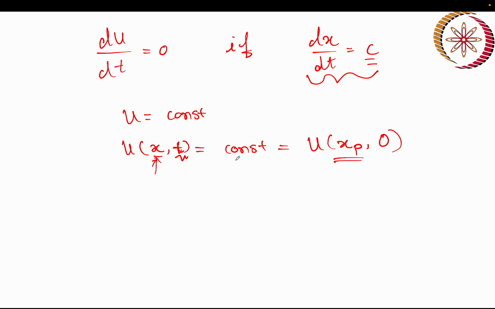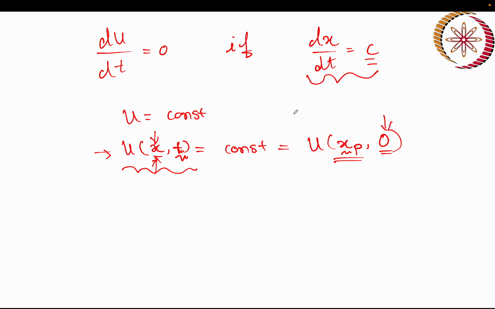So I hope this is clear, whatever I am saying. So u of x t is constant, but that is, the time derivative is constant, so it must be fixed. So whatever the state u will have at time t equal to 0 must be the value of the function.